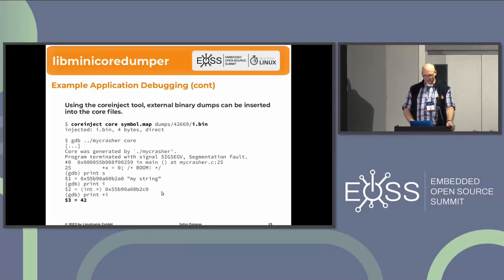However, there's also a tool called core inject that's part of this package. And I can use core inject to give it the core file, the symbol map, this i.bin file, and it'll re-inject it into the core file. And now when I start up GDB again and I print the value behind I, we see it's 42, right? So we can actually re-inject these things.